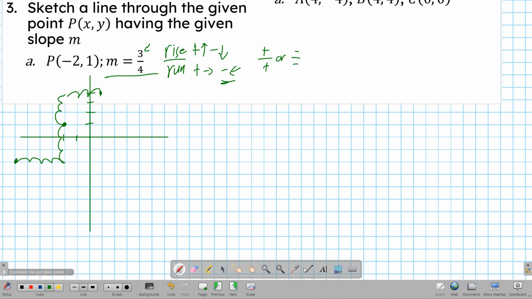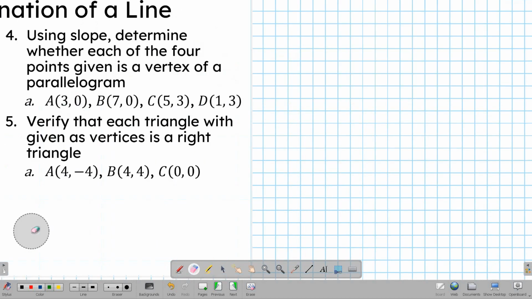If you look at it, it will give you almost the same line, though it's not exact, because we just estimated it. So yeah, it's almost touching. So this line passes through the point negative 2, 1 and has the slope of 3/4.